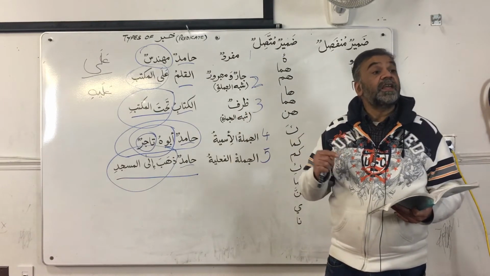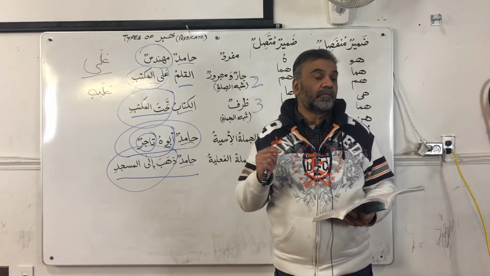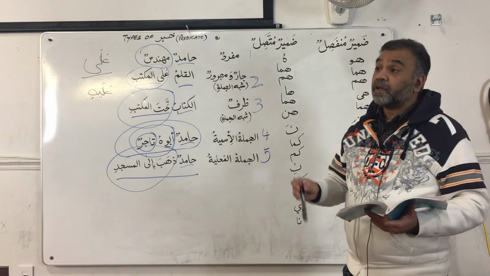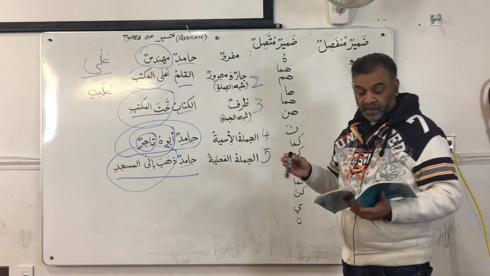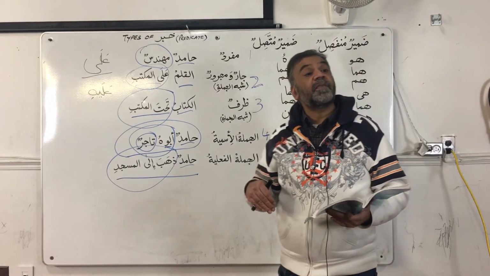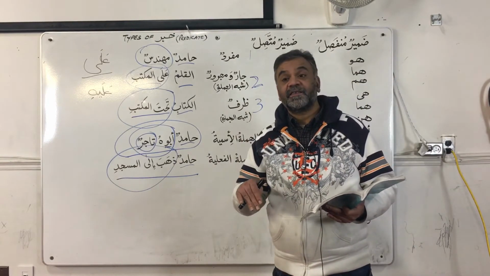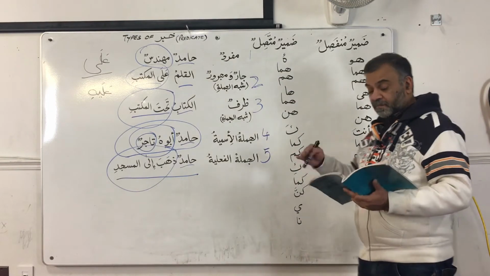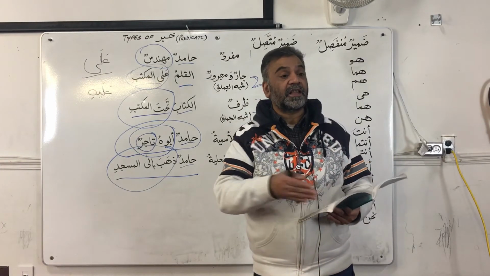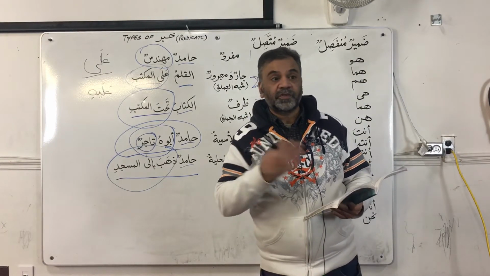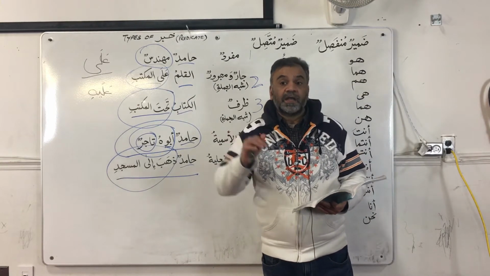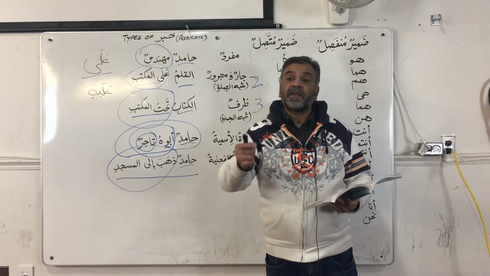The fourth one is aina abuka, where is your father? Aina means where, abuka, your father. Then you say my father. How do you say my father? Abi, my father. Then you say is in Japan. I think in the lesson it says talk about Japan, so we'll just keep that consistent. Abi fil Yabani, my father is in Japan.